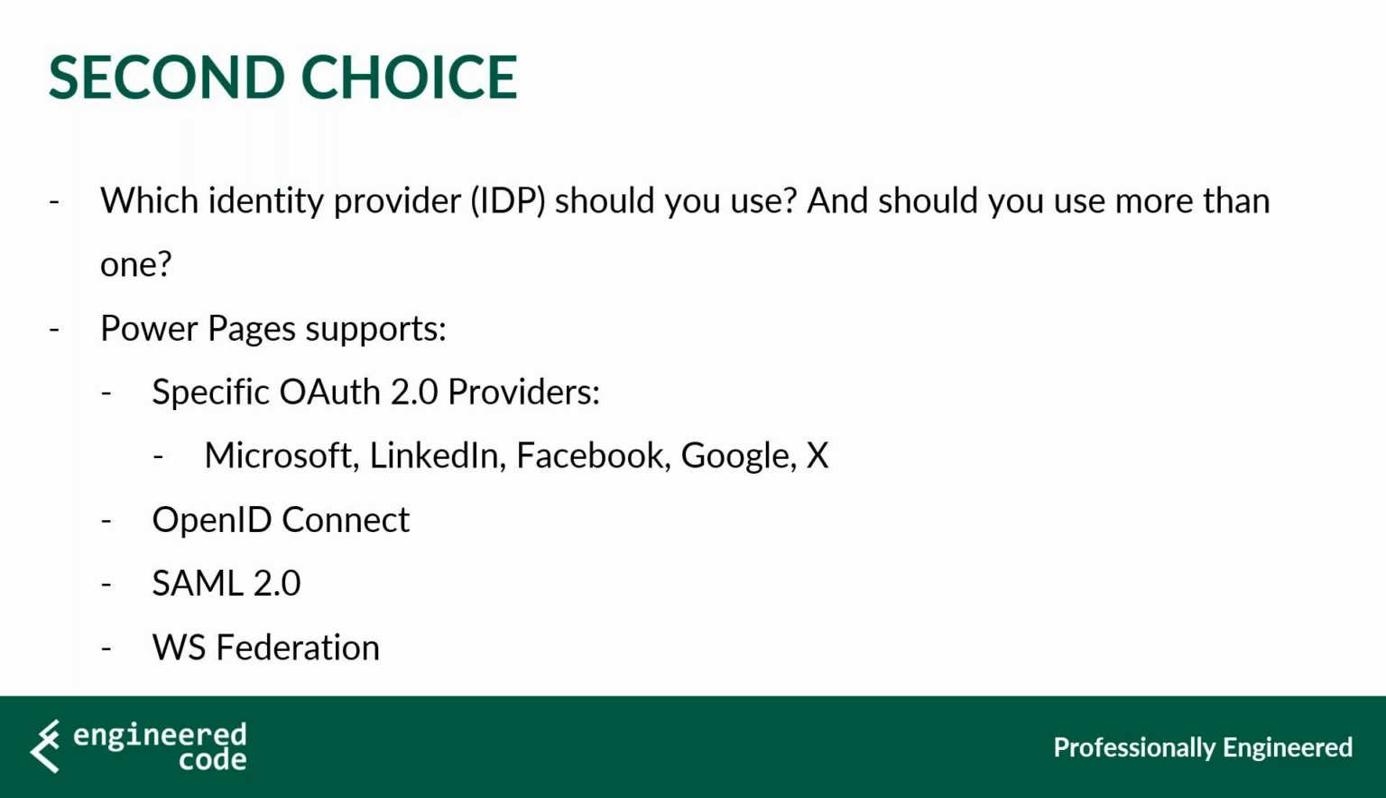Those 3 at the bottom are basically open protocols. I can't say every single one works because there are variations within those protocols, but the vast majority, primarily if you find an OpenID Connect compliant provider, or a SAML 2.0 compliant provider, generally you're going to be able to make those work with Power Pages. That's what you're looking for: an identity provider that supports OpenID Connect or SAML 2.0 or WS Federation. But primarily, the big one is OpenID Connect.